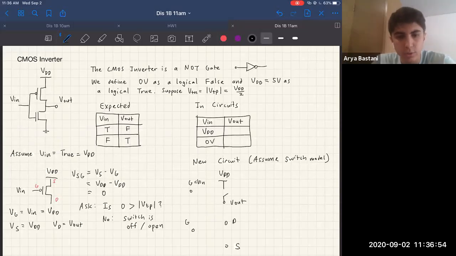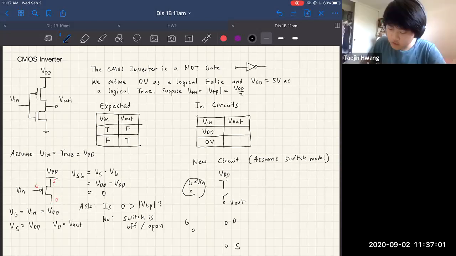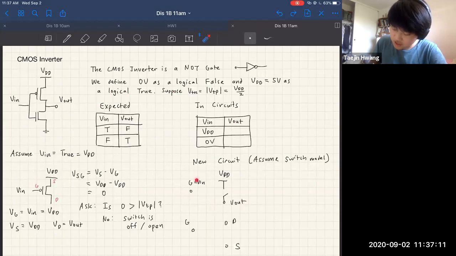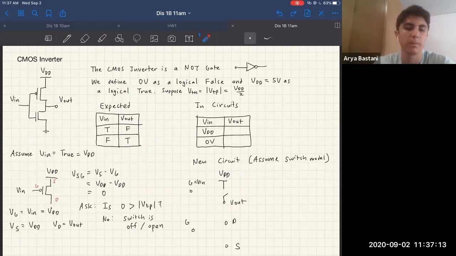Why do you still include the ground node in the drawing? Is there a reason for that? Or the gate node, sorry. There's really no preference. You could always skip it if you want. I just wanted to show that the model here corresponds to this circuit here. If we wanted to erase it, we could erase it.